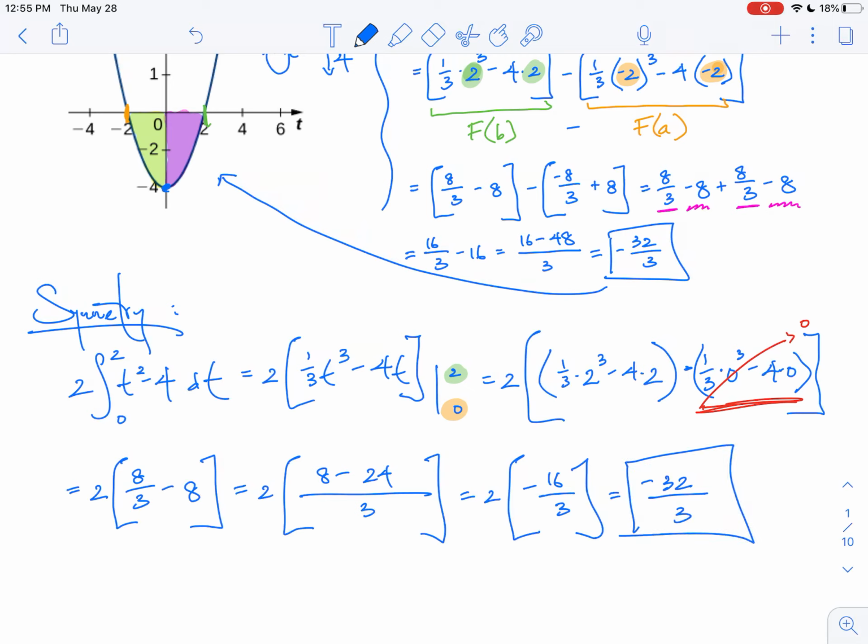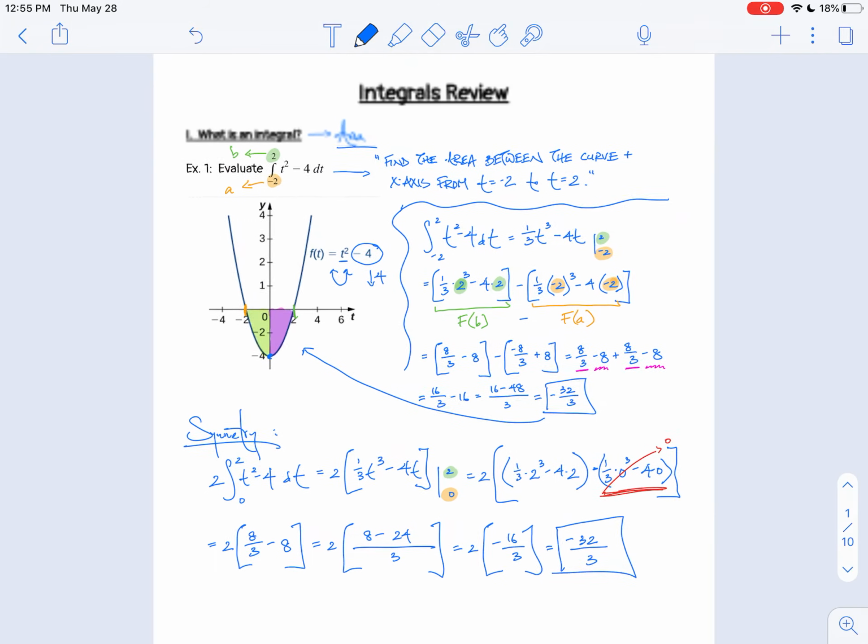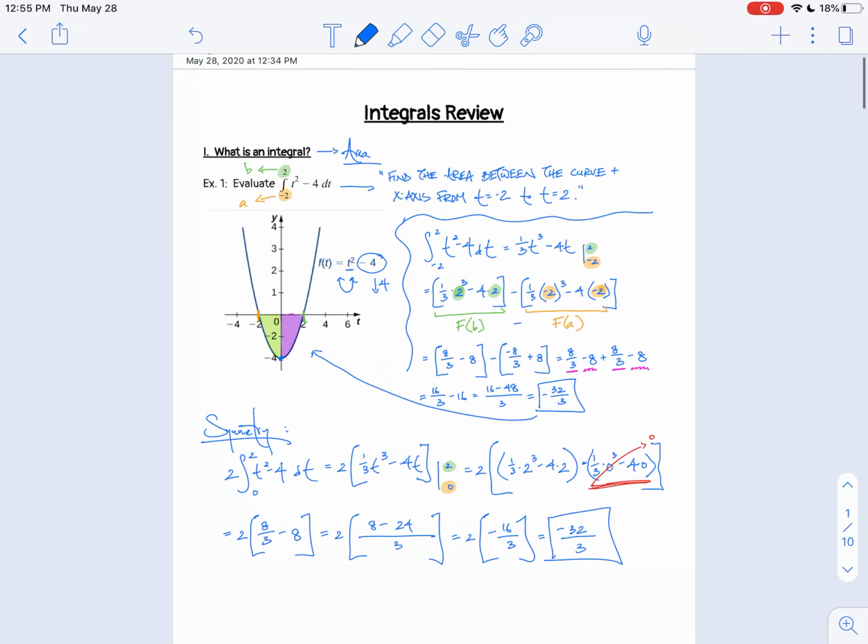Okay? So this idea of symmetry is one that I'm going to be doing pretty often as a shortcut, and so I want us to make sure that that's something that we're comfortable with. Okay? So we're going to stop this video right here.